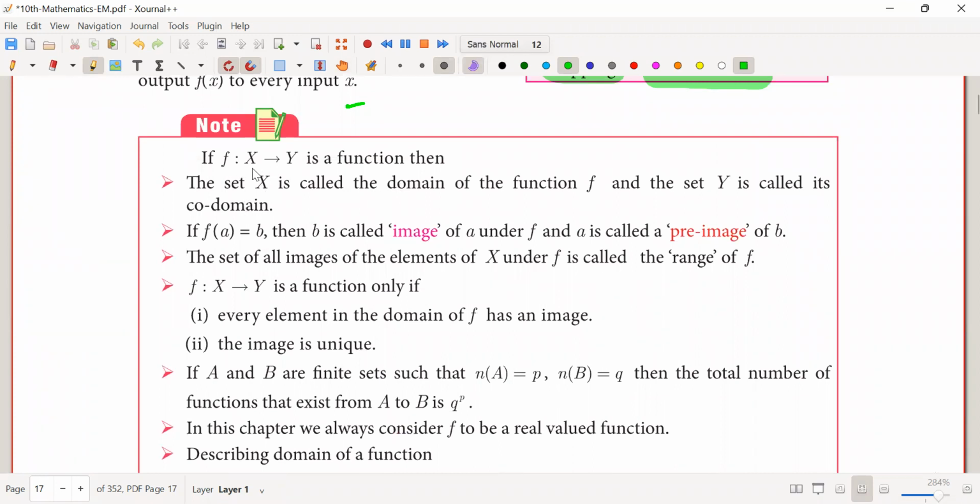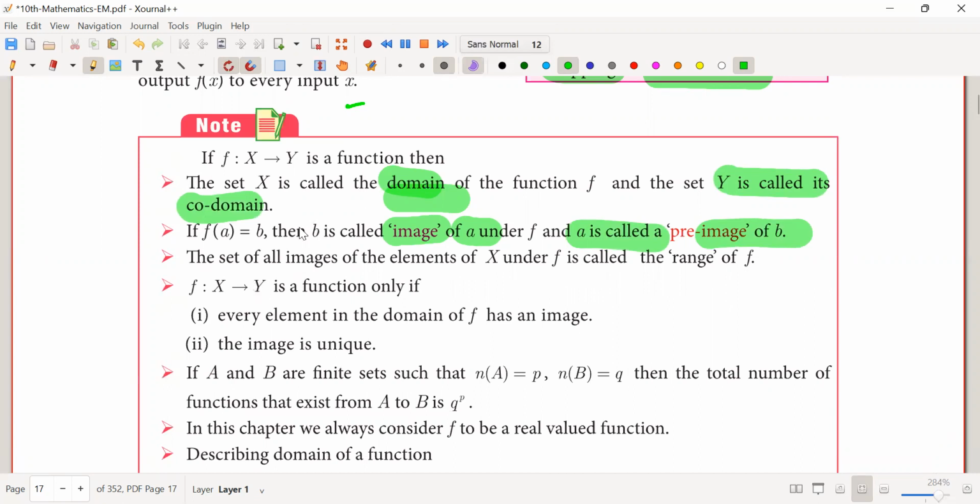If f from X to Y is a function, then the set X is called the domain. In a relation, the domain is whatever is getting mapped, but in a function, all the elements of X should be mapped, so X itself is the domain. The set Y is called the codomain. If f of a equals b, then b is the image of a under f, and a is the pre-image of b.